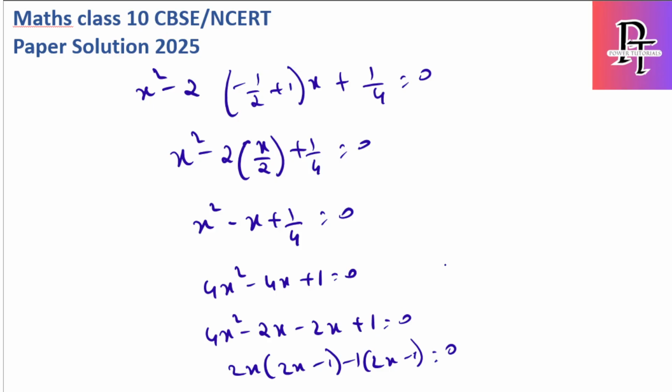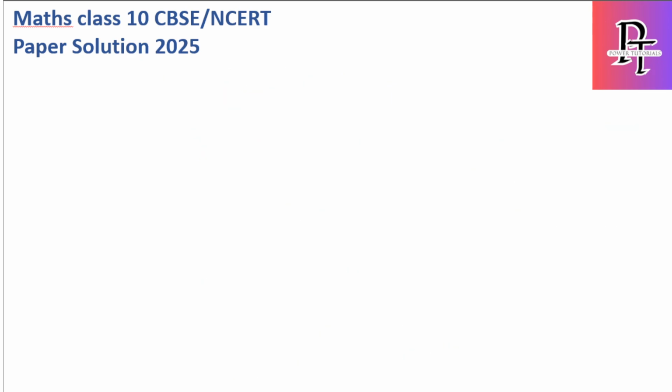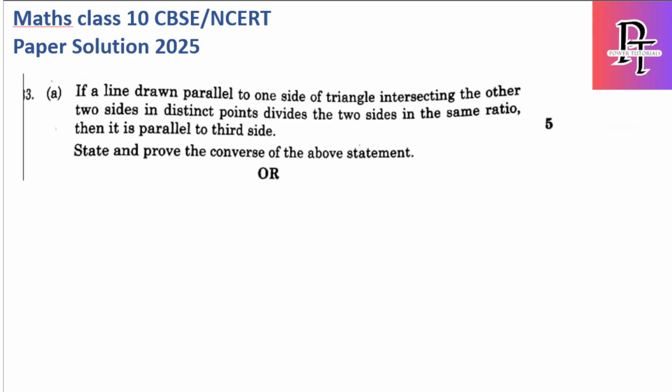So the roots are same, it is 2x minus 1 into 2x minus 1. So both the values are same, which is x is equal to 1 by 2, comma 1 by 2 are the roots. Okay, so this I think hardly took 1 to 2 minutes, whereas the previous A part took around 5 to 6 minutes. So it depends upon your confidence as well, but still as per the question length I can say that B part will take less time when compared to A part.